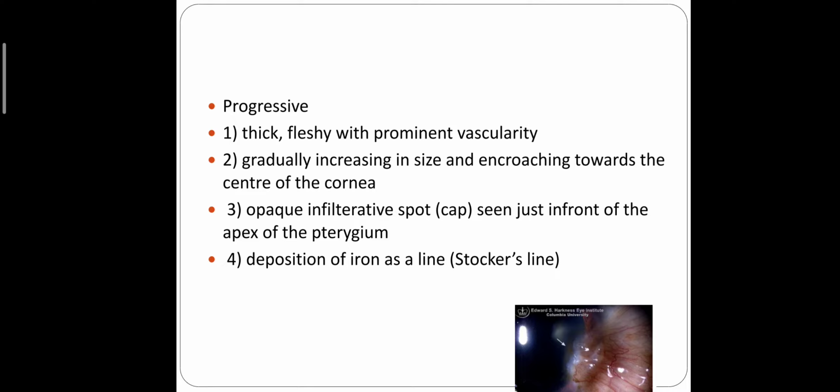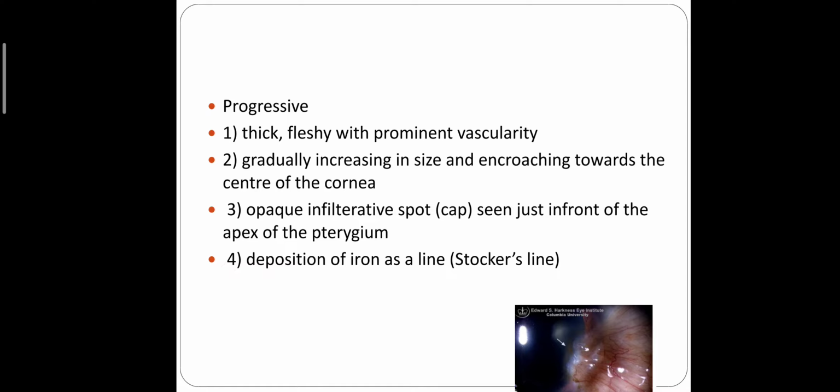In the history itself, whether it's progressing or not is important. So you need to ask whether the pterygium was stationary or whether it is increasing with time, whether it is associated with any redness on and off. These are all signs of progressive pterygium. And in the case of progressive pterygium, like you can see in the picture, there is an opaque spot or infiltrative spot just in front of the apex of the pterygium.